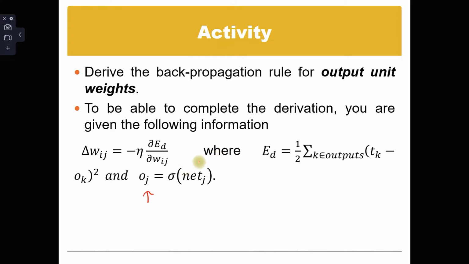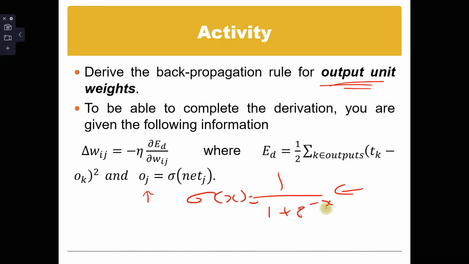Then you have OJ, which represents the output at node J. The output at a certain node J, whatever node J you might be discussing, whether input, hidden or output. Of course, here we are referring to the output node. It is defined by sigma net J. You remember 1 over 1 plus e power negative x. This is a sigmoid activation function. So sigma x is defined as 1 upon 1 plus e power negative x. So OJ is the value that you get by replacing net J. You remember what I'm talking about here.